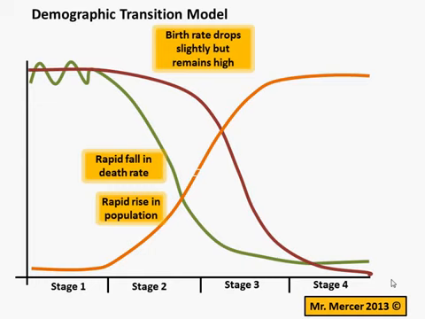Why is there a fall in the death rate? Well, in this stage of the demographic transition model, you might be looking at Britain in the 1800s. Alternatively, you could refer to a country such as the Democratic Republic of Congo in around about the 1990s.